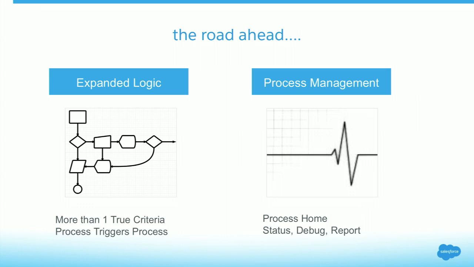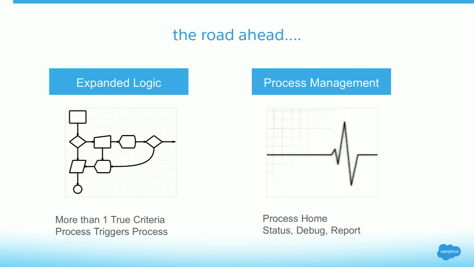We know that will let our users make fewer processes because they'll then be able to combine processes and also cover more use cases, more territory. So we're going to be working on that right now. So stay tuned to hear about when we'll be able to release that, but it's going to be a super powerful feature. The next sort of expanded logic piece we'll work on is something called process triggering process.